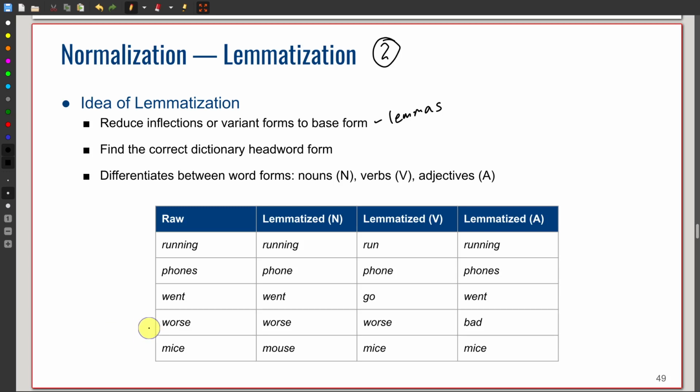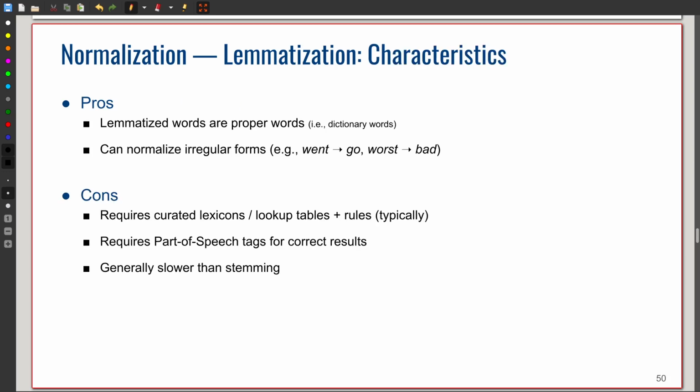Remember this example from stemming? It didn't work so well. But in lemmatization, we can get it down to the right form because we know exactly what the dictionary headword or lemma is. Some of the characteristics of lemmatization are the opposite of what you'd expect for stemming, right? You can see that we always get proper words out of lemmatization, and we can normalize irregular forms or tenses or numbers. Of course, there are some downsides too.